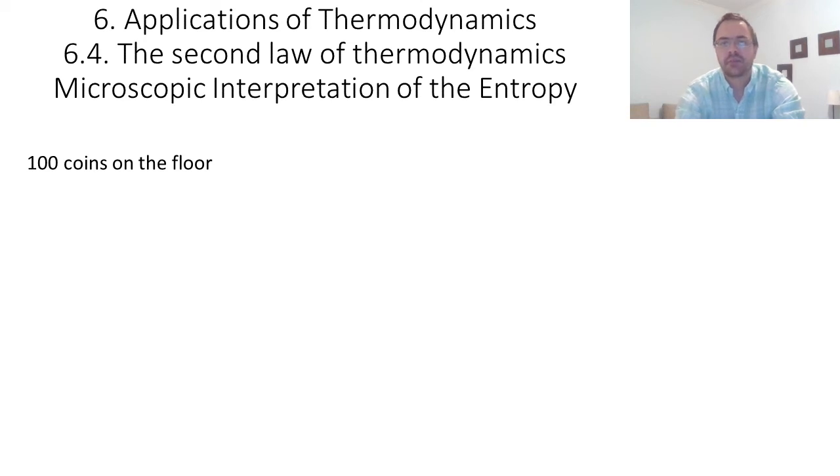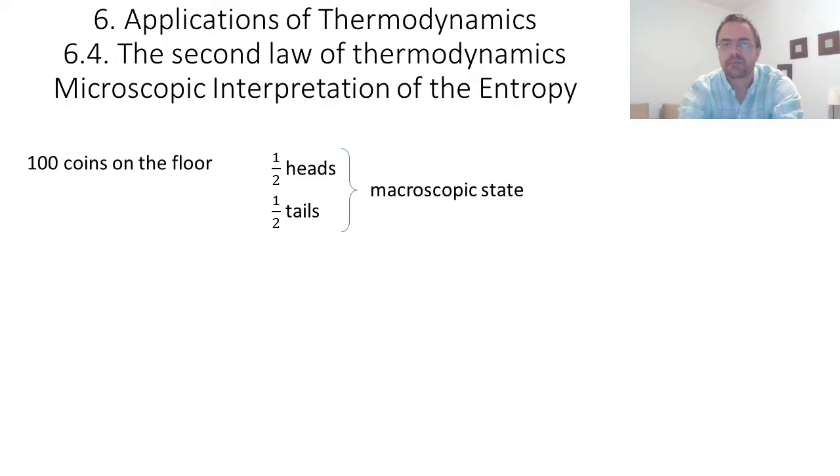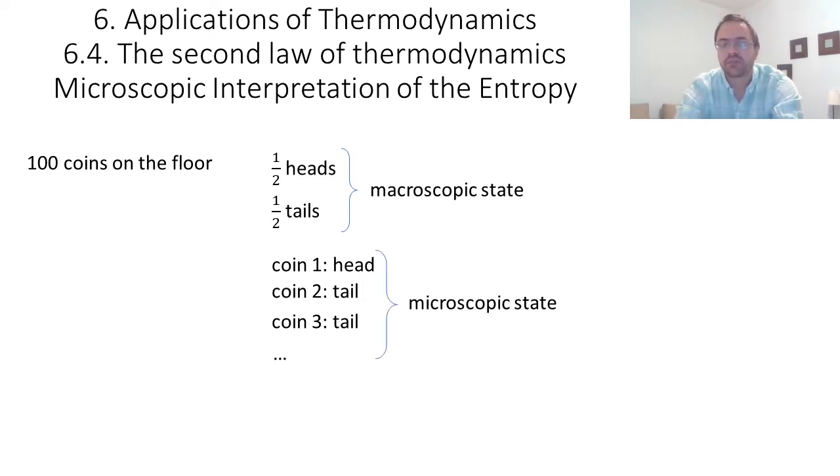In this video, we will introduce a microscopic interpretation of the entropy. So let's say that you drop 100 coins on the floor. You can describe this in two different ways. First, you can say that you have 1/2 heads and 1/2 tails. This is a macroscopic description. But another way to describe the state could be to say coin number 1 is a head, coin number 2 is a tail, coin number 3 is a tail, and so on and so forth. And this would be a microscopic description.